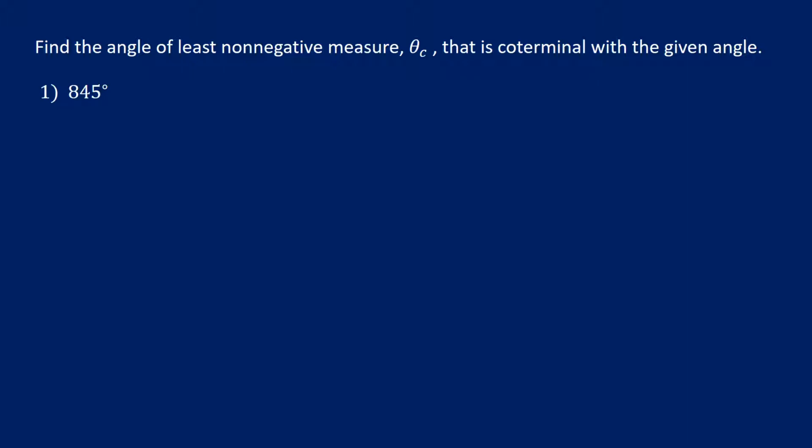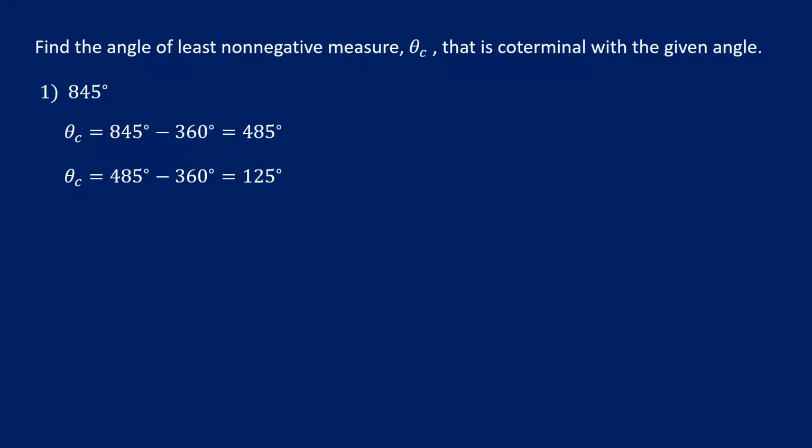Find the angle of least non-negative measure, theta c, that is coterminal with the given angle. First, let's consider 845 degrees. Because this is positive, we're going to subtract 360 degrees to get a 485 degree angle. Now, this angle is coterminal to 845 degrees, but we want to know if it's the least non-negative angle that is coterminal to 845 degrees. So because I can subtract 360 again, I should.